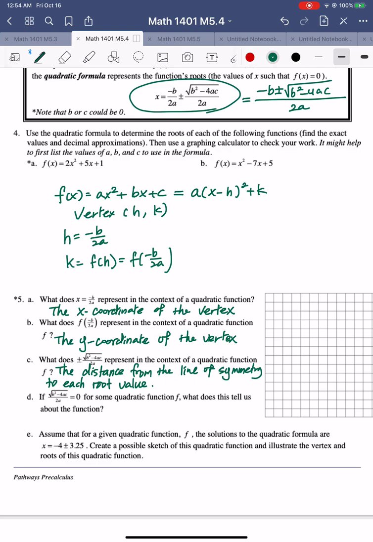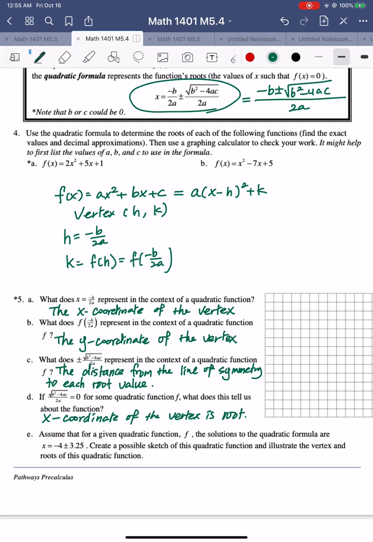Then what does it mean if the square root of b squared minus 4ac over 2a equals 0? For some quadratic function f, what does this tell us about the function? That means you don't have any distance from the roots to the line of symmetry, which means the vertex is a root. So the x coordinate of the vertex is the root.